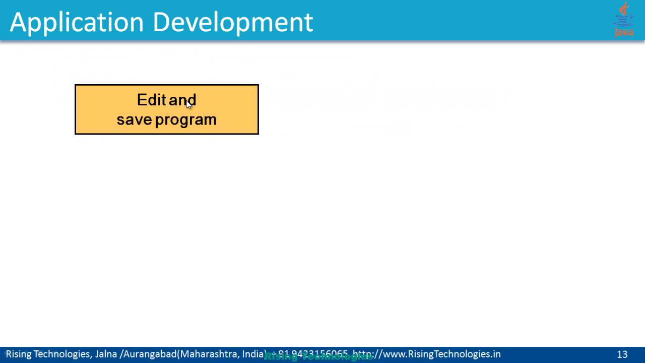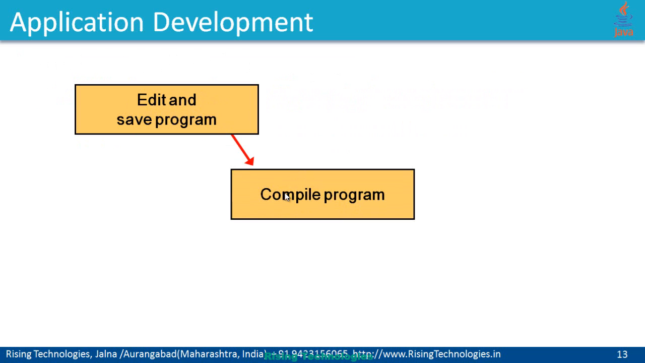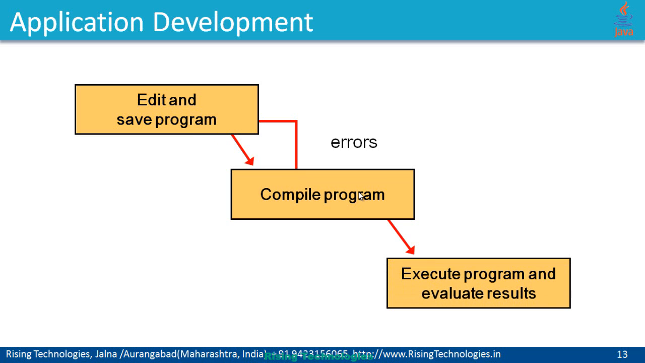The first stage is to edit and save your program. Second stage, compile your program. If some compilation error occurs, you need to rectify your program, find out the errors and fix them. Again save the program, and one more time compile the program. If an error occurs again, you need to investigate and fix the errors. But if your program compiles successfully, you need to execute your program and evaluate the result.